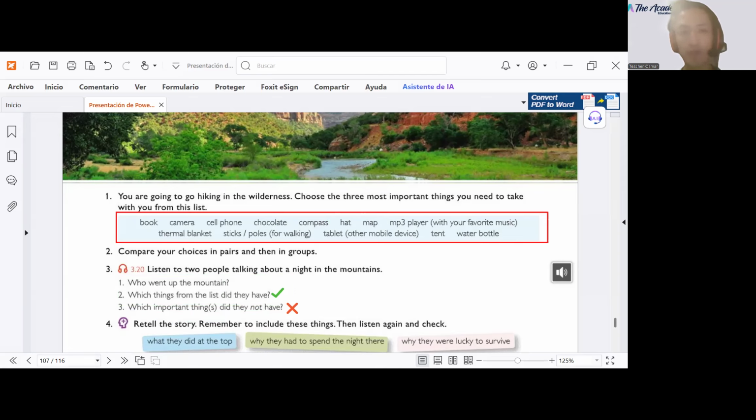Okay? I repeat it one more time. Remember, we're going to listen to a conversation between two people talking about a night in the mountains. We are going to identify, first of all, who went up, which things from the list they have, and which things from the list they didn't have. All right, so this is what we are going to do now. Let's get ready, please. Let's start listening, because here we go. All right, let me play the audio now.